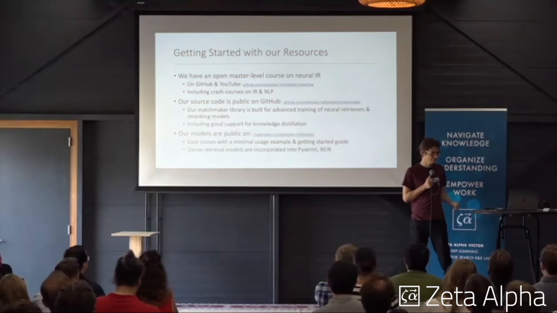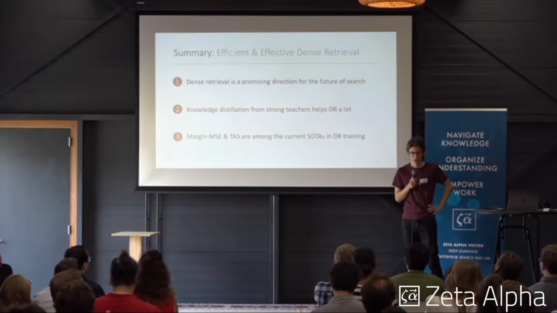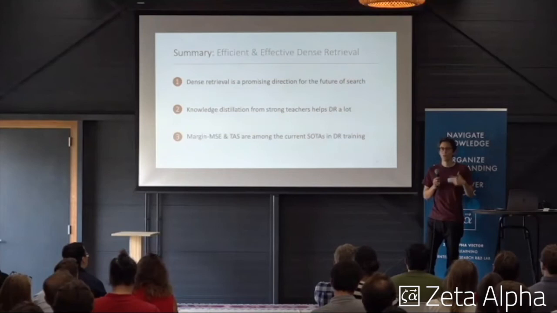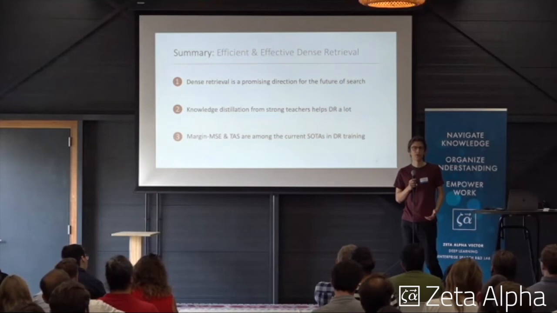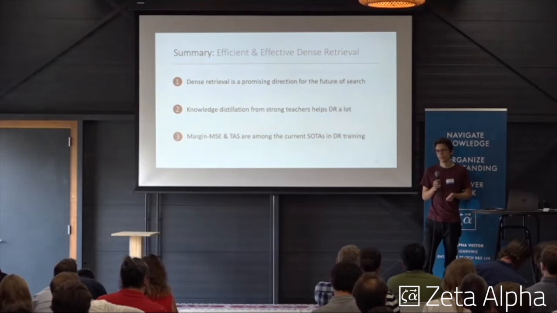And with that, I quickly want to summarize my talk. So dense retrieval is indeed a promising direction for the future of search. If we use knowledge distillation from strong teachers, we can help train dense retrieval models a lot and improve their quality by a lot. And margin MSE and task balance are currently among the state-of-the-art methods to train dense retrieval models.